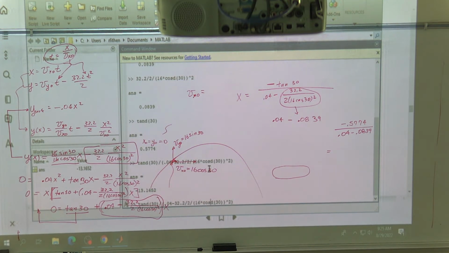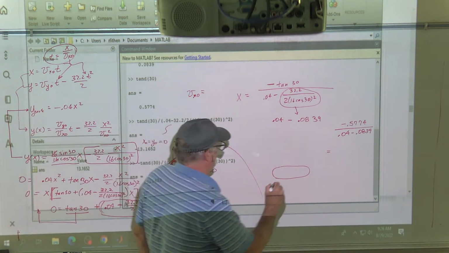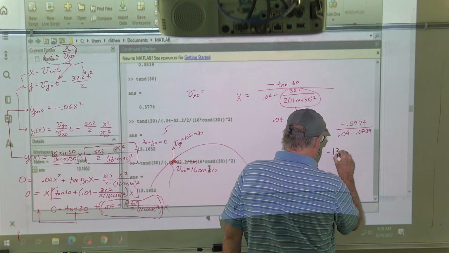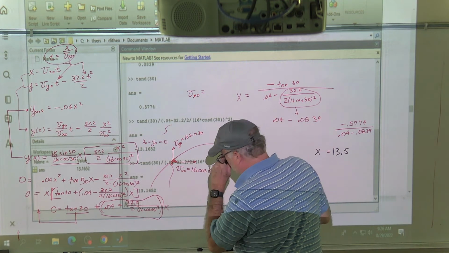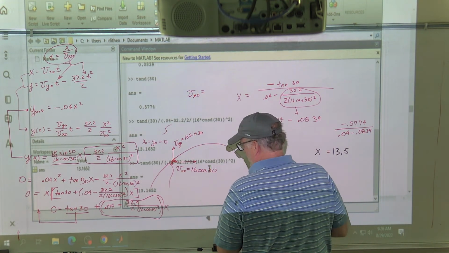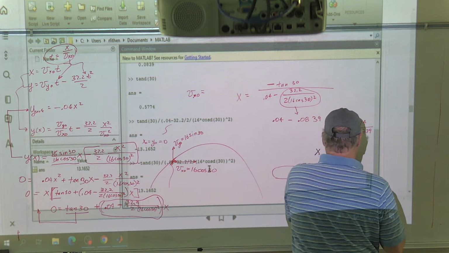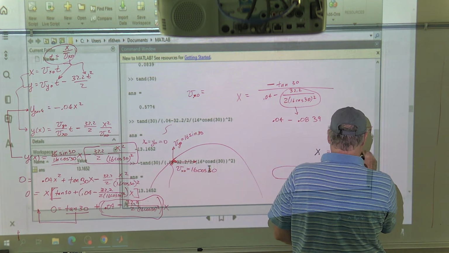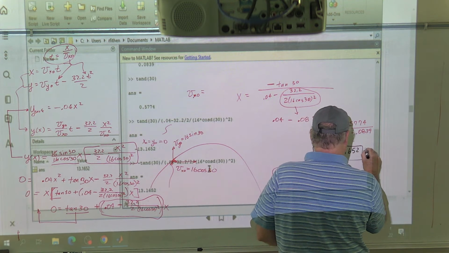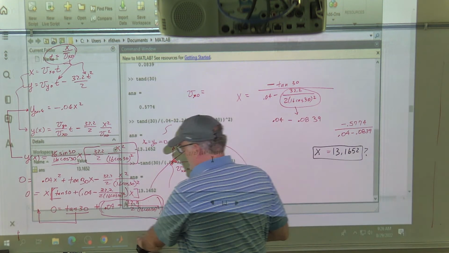Okay, let me stare at that for a minute. Okay, 13.1652. Maybe that's the answer, but we're going to check it. So we're going to put a question mark, and we're going to try to check it with everything.